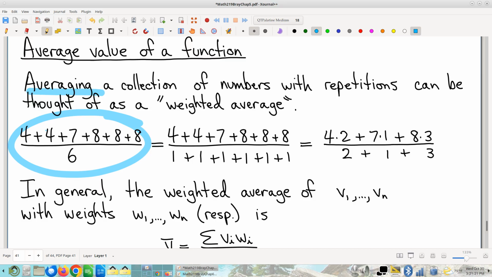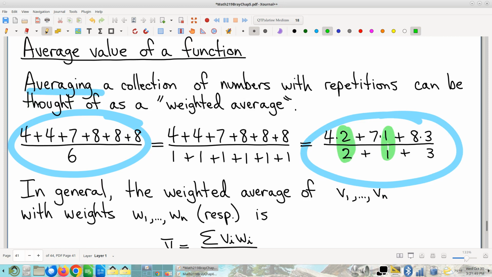Then I've averaged 6 numbers here. But there is a point of view that says I've averaged 3 numbers. And the numbers are 4, 7, and 8. But I double counted 4 and I triple counted 8. Now this is all of the exact same calculation really, but just collecting terms together in a way that makes it a little bit more transparent what I've double counted and what I've triple counted, you might say.